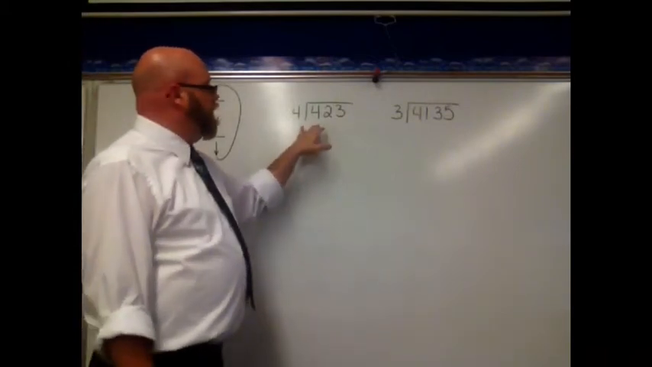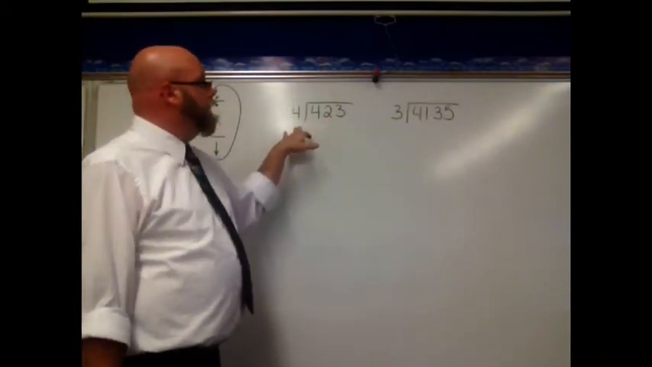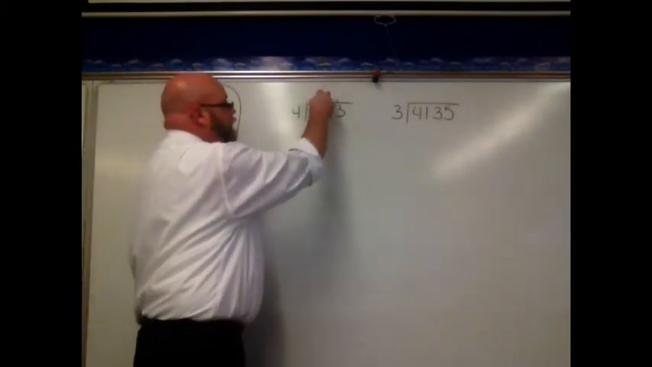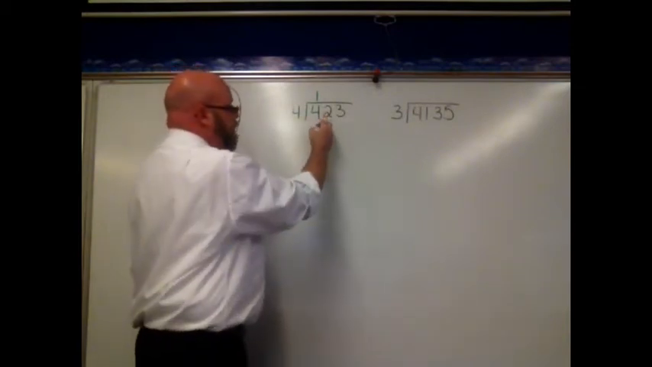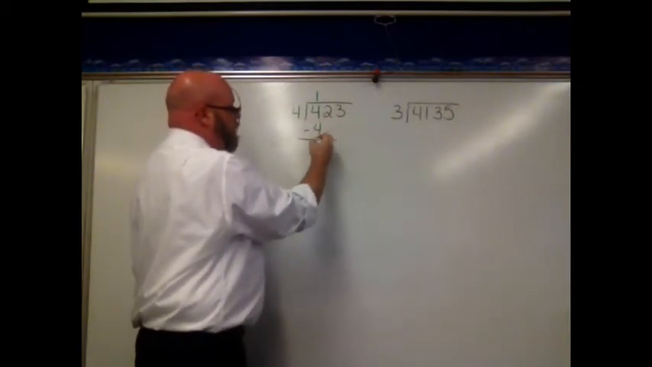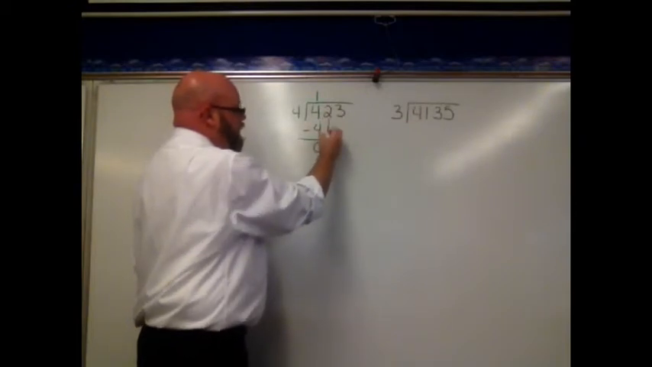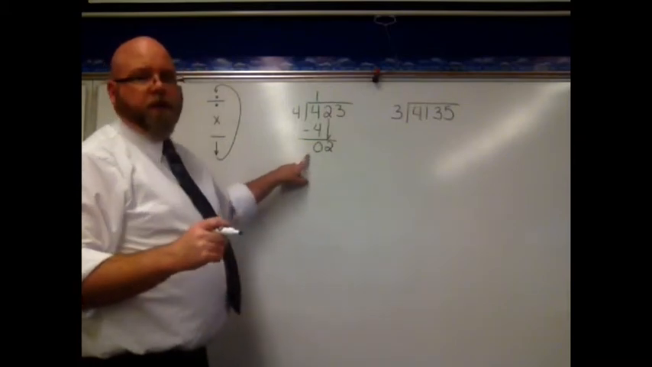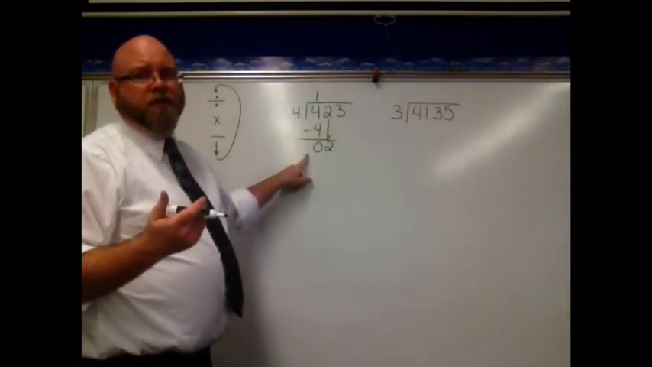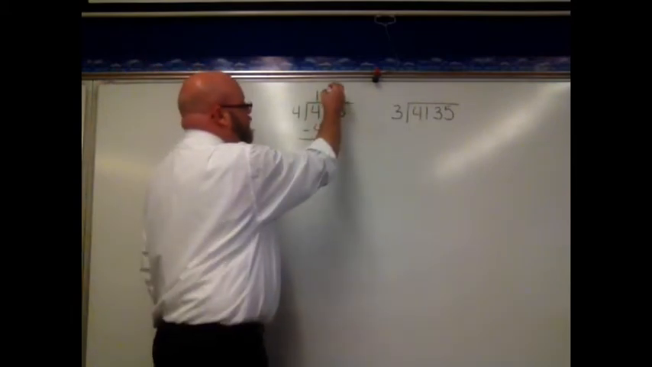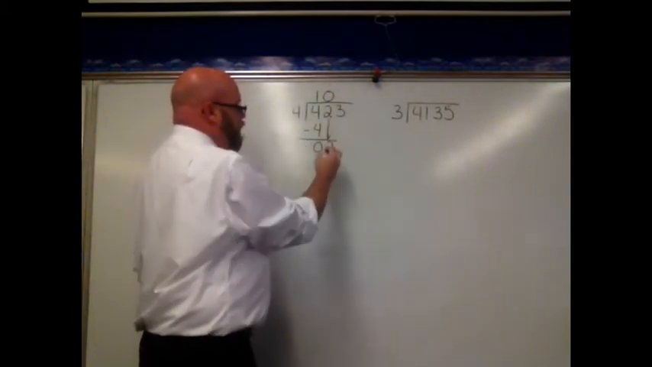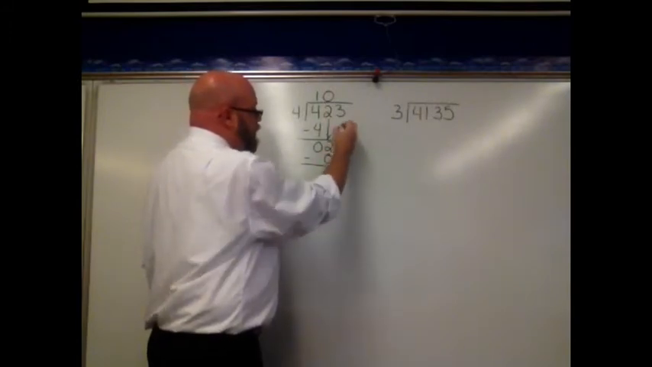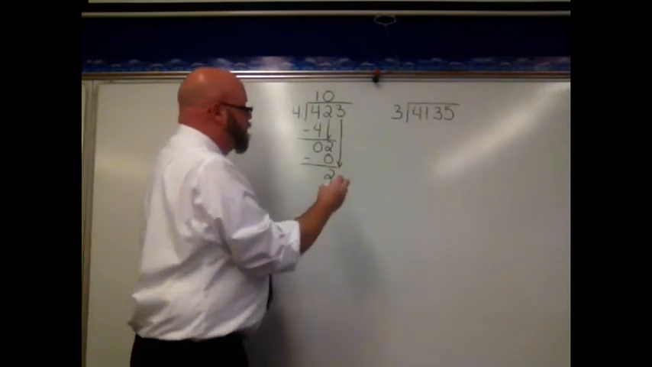Let's first look at 423 divided by 4. 4 divided by 4, that's our division step, is 1. 1 times 4 is 4. Now I subtract, get a 0, and I bring down my 2. 2 divided by 4. Well, I can't do 2 divided into 4 groups, so that's 0 this time. 0 times 4 is 0. 2 minus 0 is 2. I can bring down my 3.